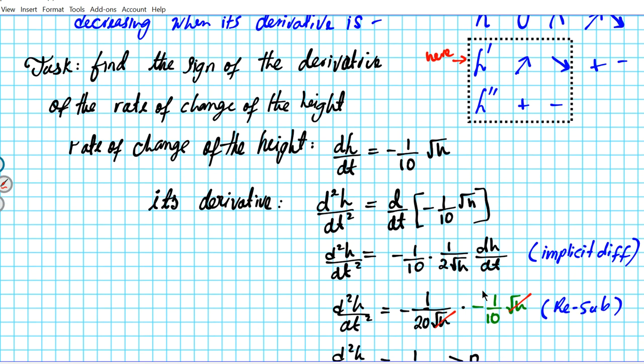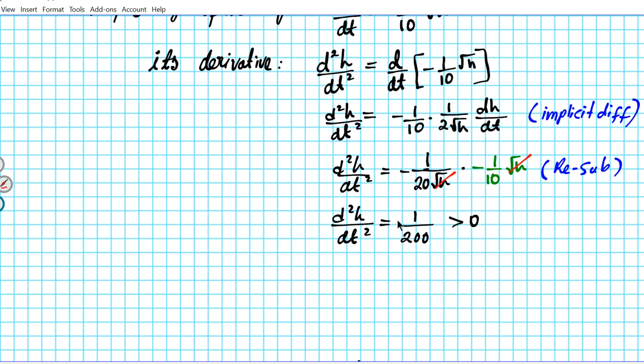Okay, so let's go back to our chart right here. When the second derivative, or the rate of change of the rate of change of the height, is positive, that means the rate of change of the height is increasing. Bam, there you go. Okay, so let's go ahead and put everything together in a nice little sentence in such a way that reflects that we are explaining our reasoning.